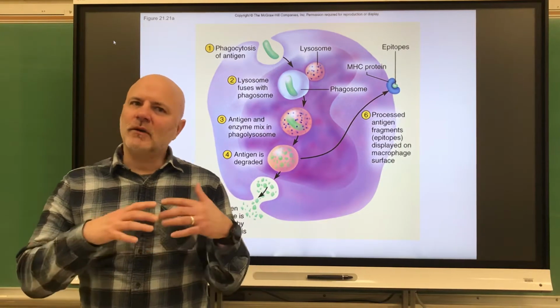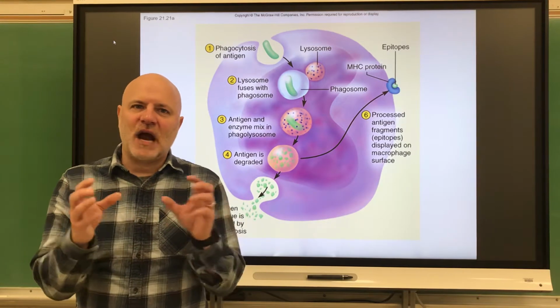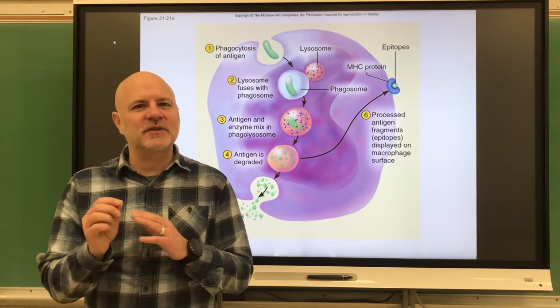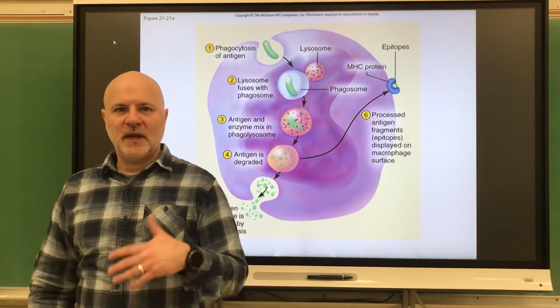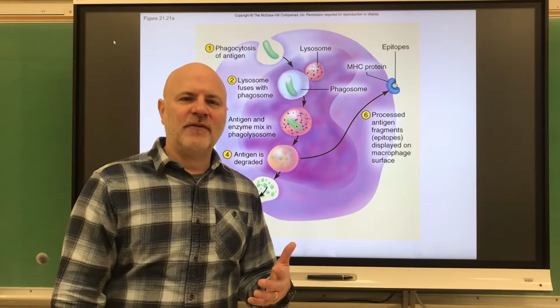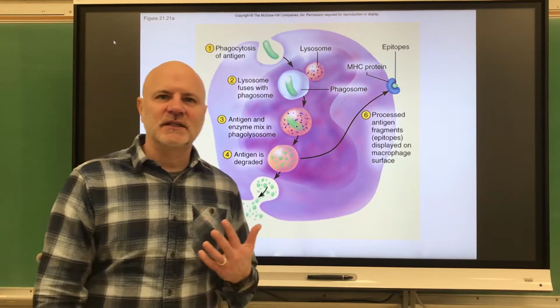Right, so we don't develop an immune response to the entire organism. We devise an immune response to particular parts of that organism, and that's what the antigen is. And antigens are how we identify things that belong to us versus things that do not belong to us.